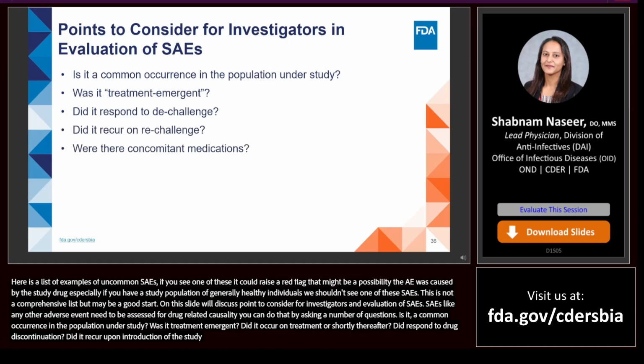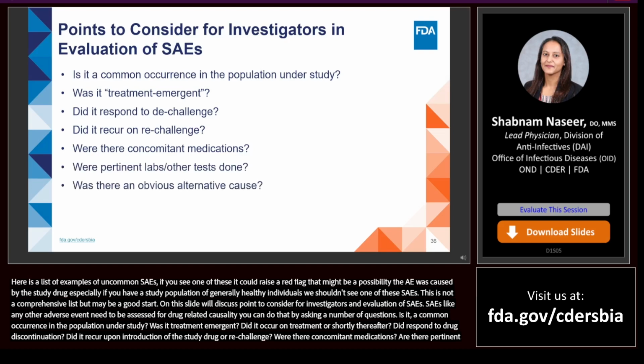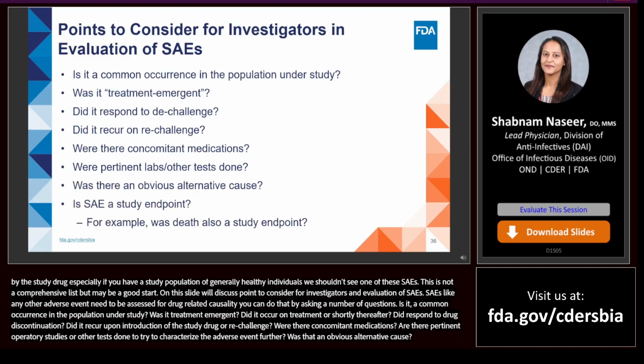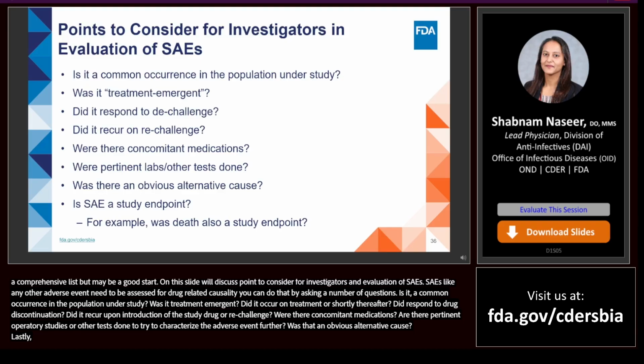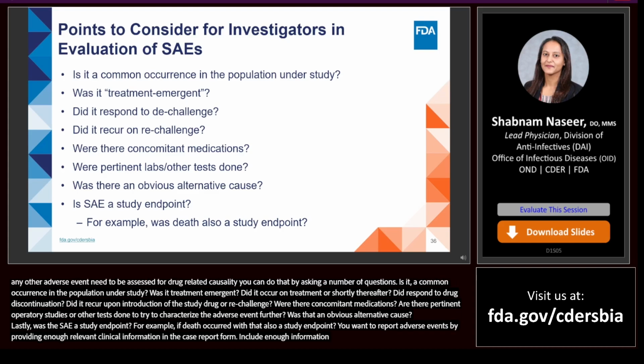Were there concomitant medications? Were there any pertinent laboratory studies or other tests done to try to characterize the adverse event further? Was there an obvious alternative cause? And lastly, but not least, was the SAE a study endpoint? For example, if death occurred, was that also a study endpoint? So you also want to report adverse events by providing enough relevant clinical information in the case report form. You want to include enough information in the case report form to allow a good quality narrative.